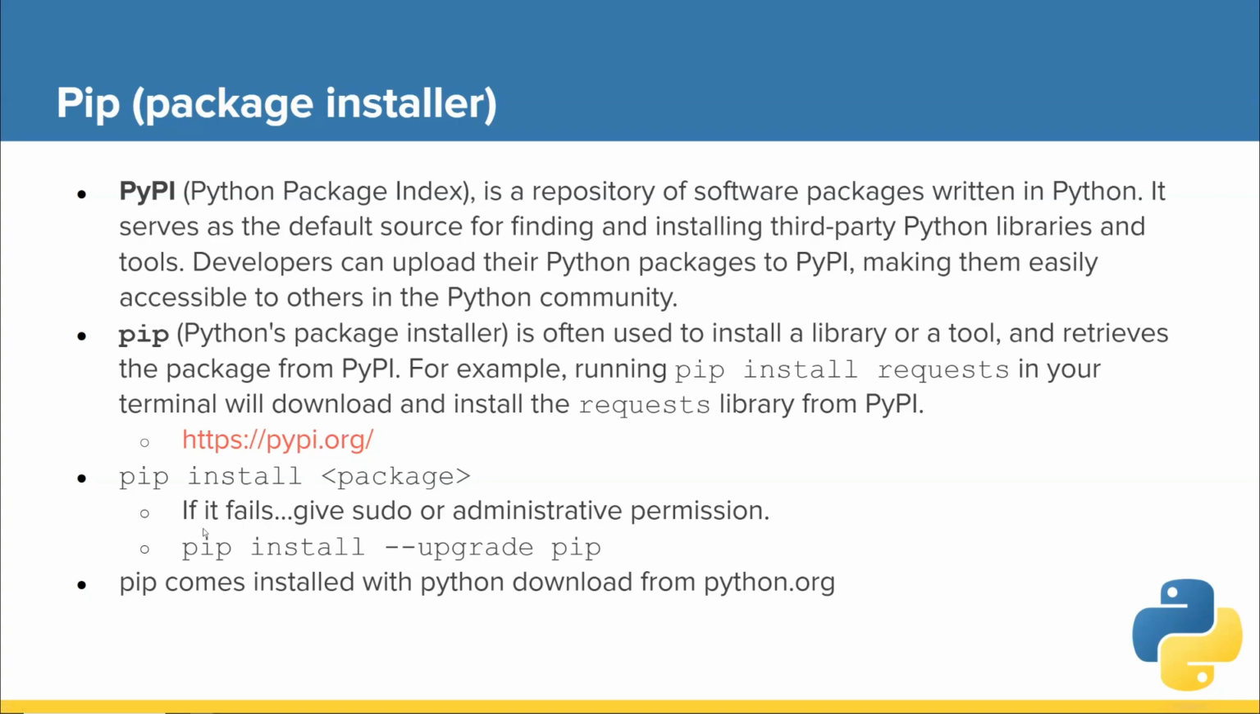One gotcha, I've run into this a lot, is if it fails, just make sure you give sudo or administrative permission. If you're on a Mac or Linux, you may have to give sudo permission. On Windows, you may have to give administrative permission. If we want to upgrade pip itself, we can do pip install --upgrade pip, and that just makes sure it's the most fresh pip version. It doesn't mean that there will be more packages to choose from, but it just makes sure pip can handle downloading those packages in the best way. And pip comes installed with Python downloaded from python.org.